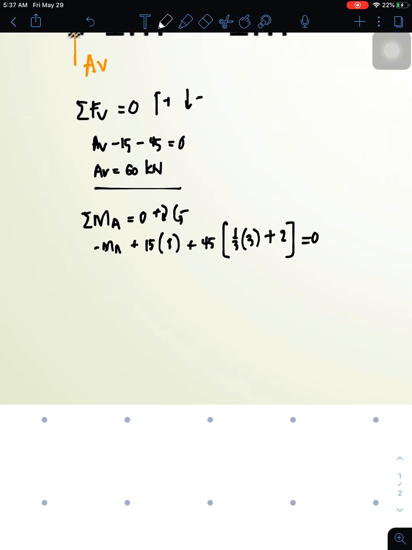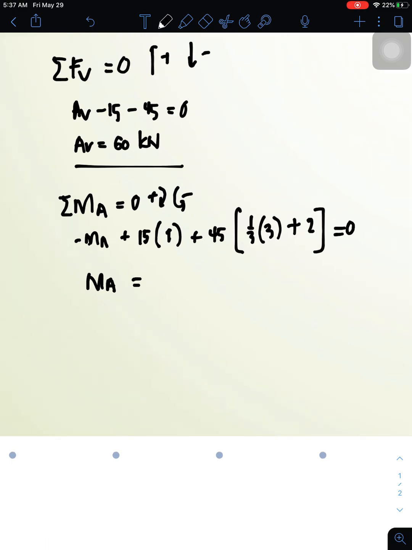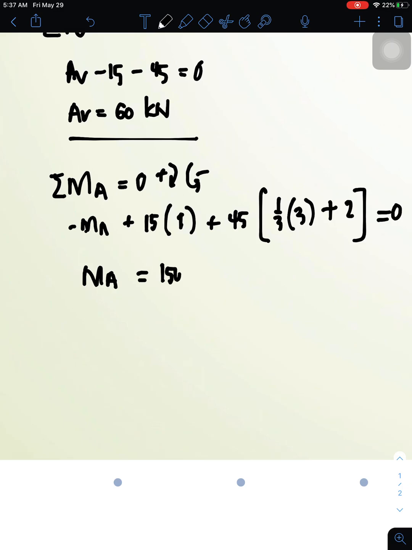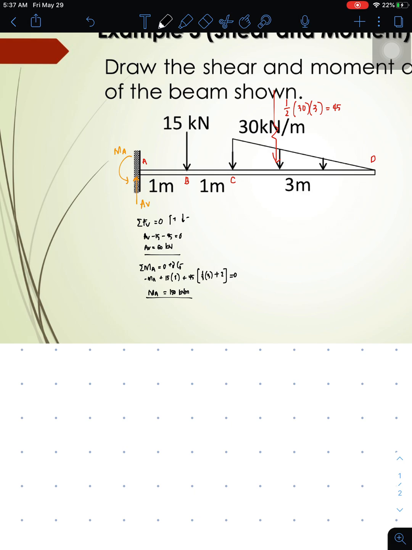Let us transpose it to the other side so that MA becomes positive. Everything would now be in terms of 15 times 1 plus 45 times 1/3 of 3, which is basically 1, then plus 2. So MA is 150. We obtain a positive value, so our assumption that MA is counterclockwise is correct. There. So we're through with the reaction.